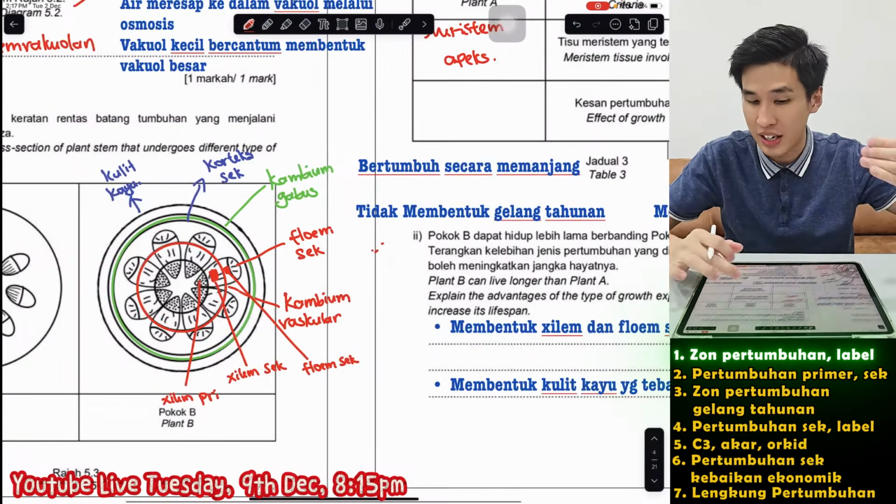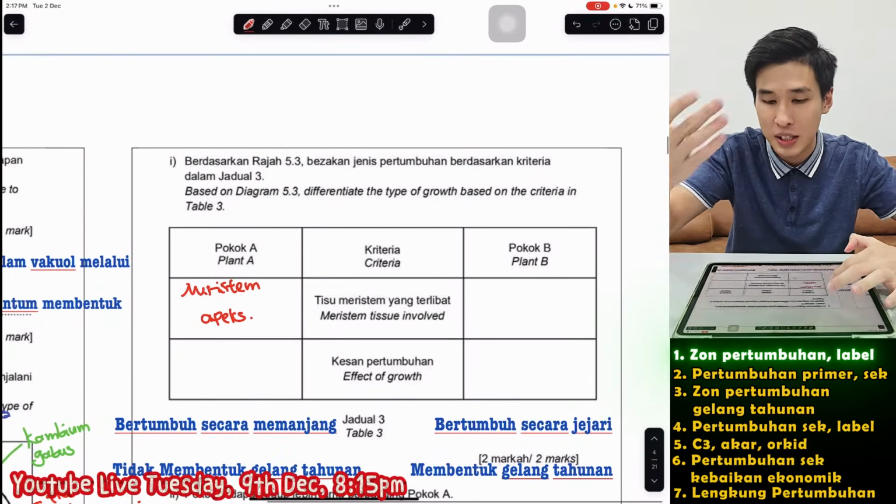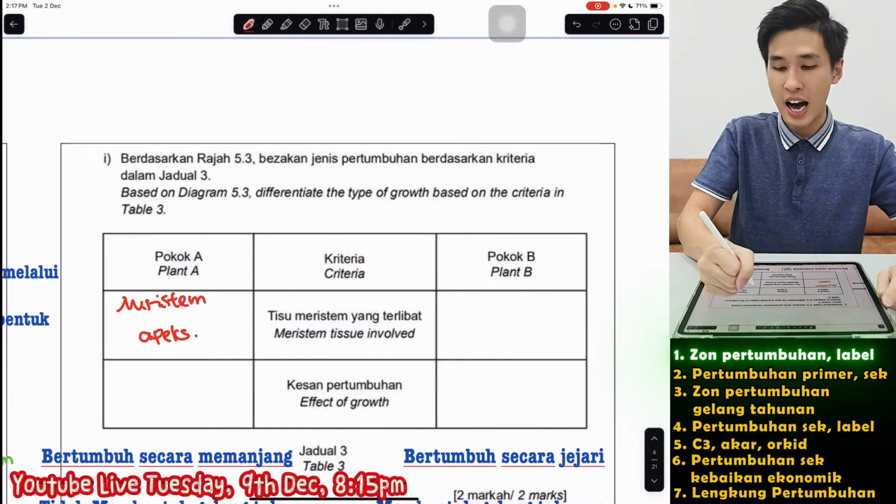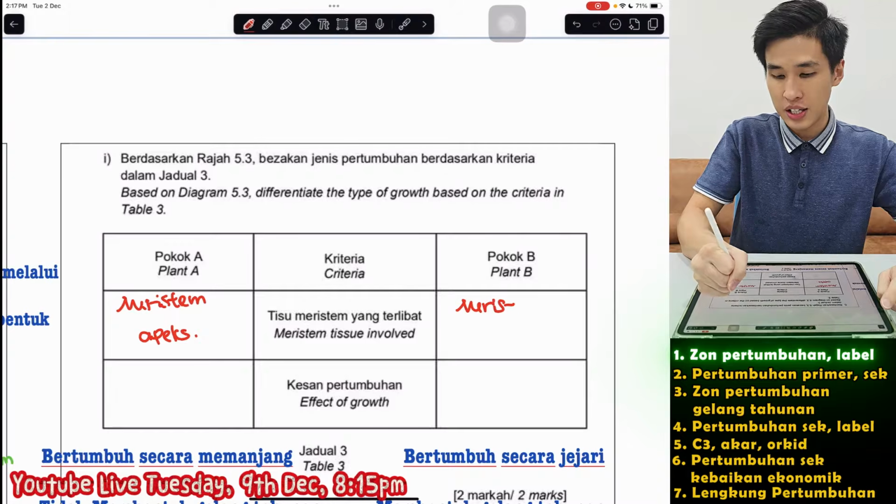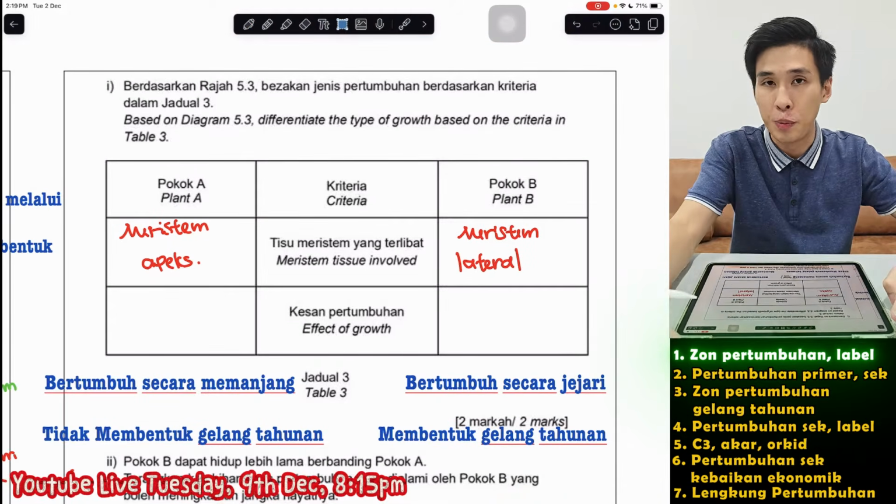So the cambium vascular and cambium gabus, right? These are the two parts that undergo pertumbuhan sekunder. They are called meristem lateral. Okay, then next, terkesan pertumbuhan.